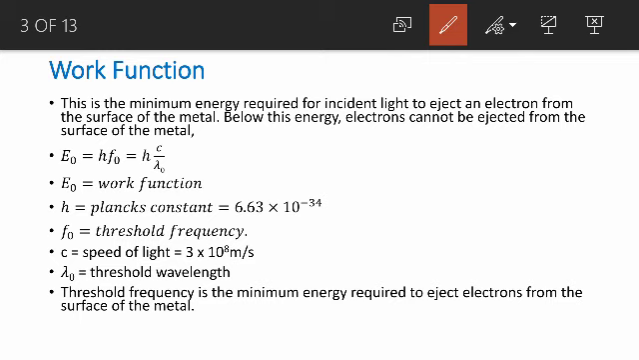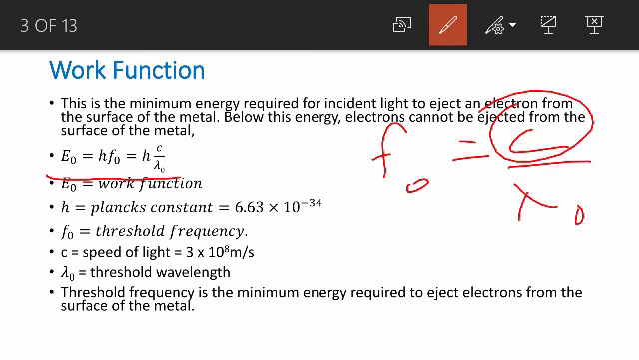Work function is denoted by the symbol E naught, which is equal to h f naught, which is equal to h c over lambda naught. You should know that frequency is usually speed over wavelength, but the speed here, the c, is the speed of light, which has a constant value of 3 times 10 to the power 8. So your E naught represents work function, h represents Planck's constant, f naught is the threshold frequency, c is the speed of light, and lambda naught is the threshold wavelength.